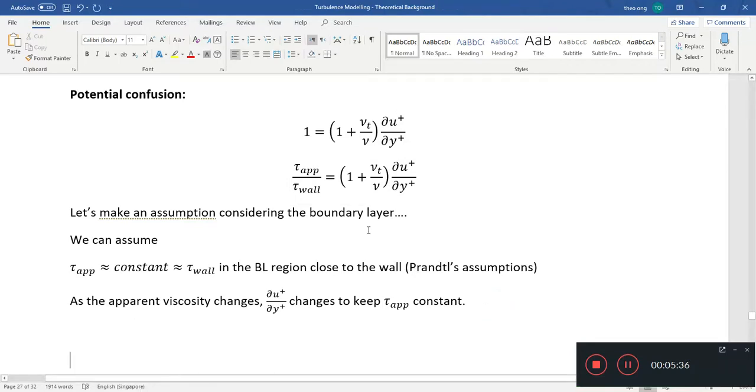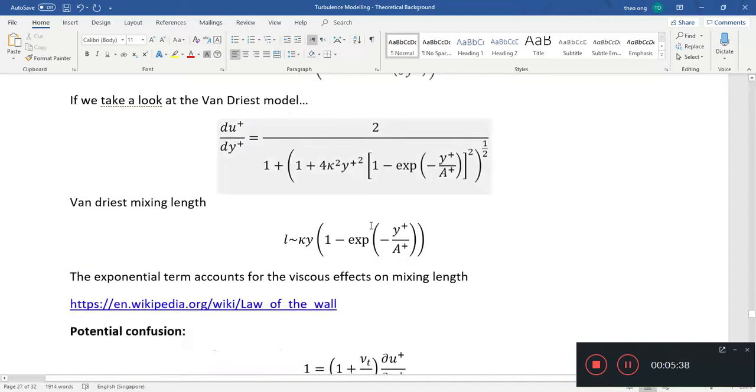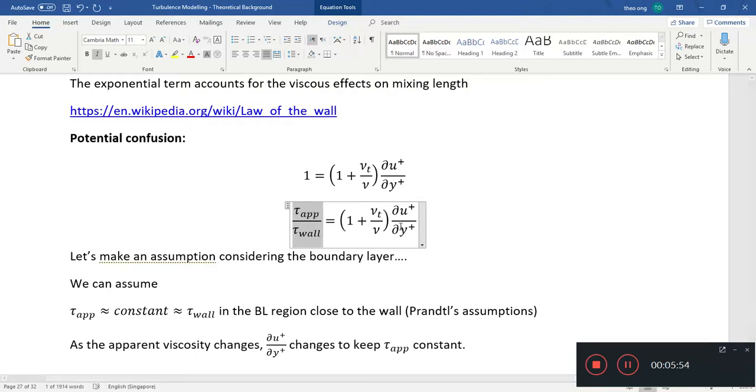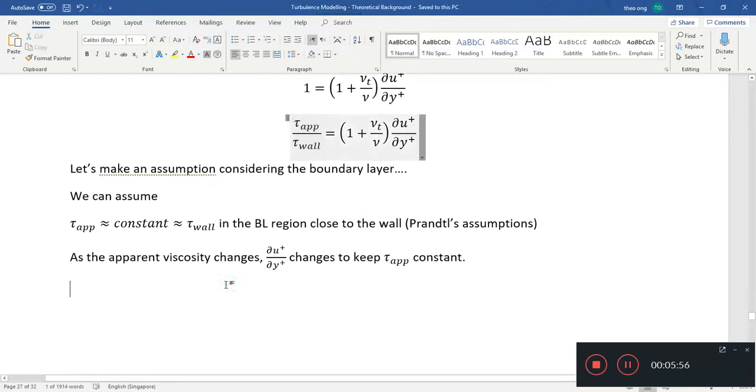So that we can have two regimes here. The amount of shear stress is the same throughout, but the mechanism behind the generation of this apparent shear stress is different for different regimes. Hopefully that clears things up.